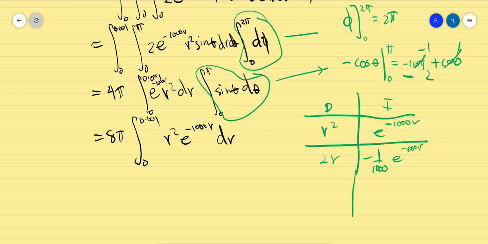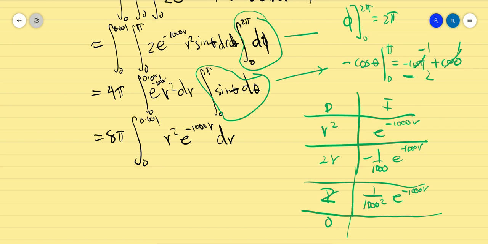Then derivative 2r, negative 1 over 1000 integral e raised to negative 1000 r. Then take again the derivative here. Derivative of 2r is 2. Then negative 1000 over negative 1000 is 1 over 1000 squared, e raised to negative 1000 r. And lastly, derivative of 2 is 0. Then this will be negative 1 over 1000 cubed, e raised to negative 1000 r. Then multiply diagonally, with signs plus, minus, plus.